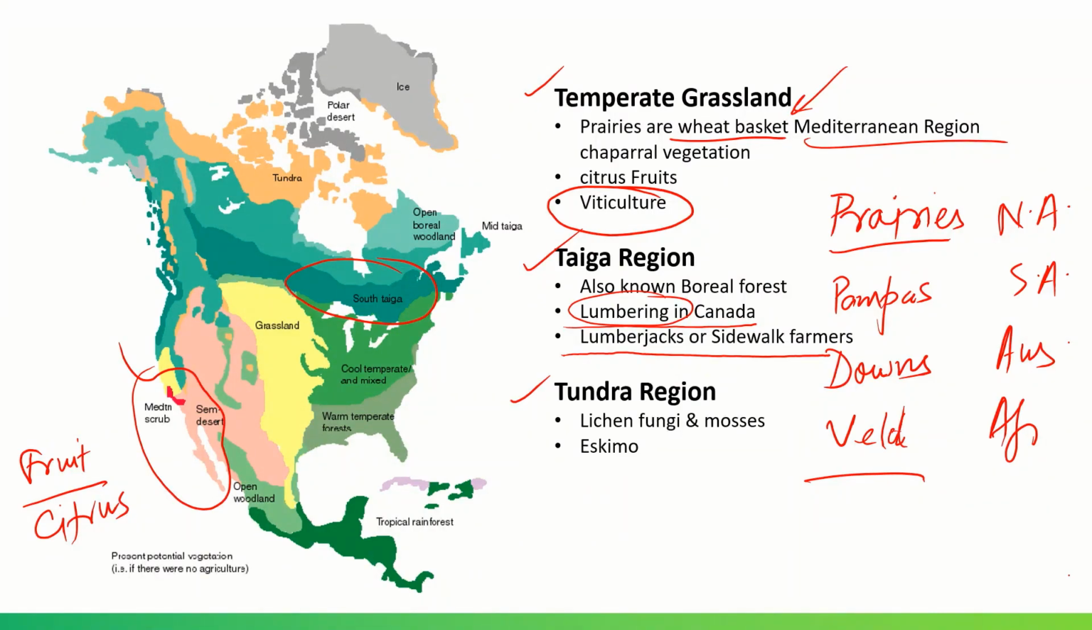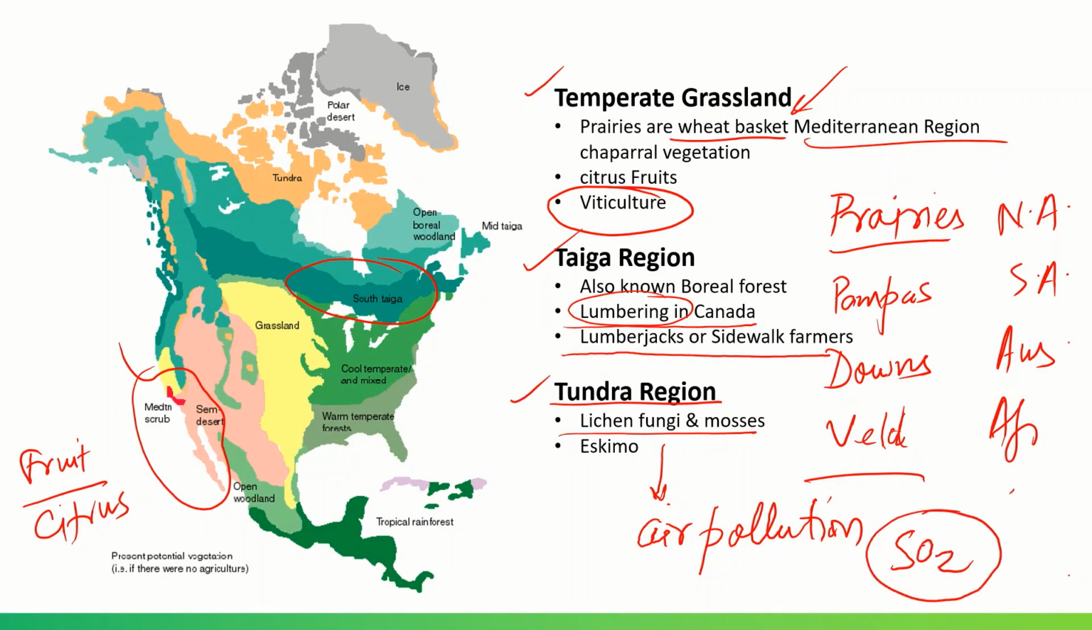Now, we will look at the tundra region, which is famous for lichens, fungi and mosses. The fact about lichens is that it is an indicator of air pollution. This has to be noted down that lichen is the indicator of air pollution, specifically when sulfur dioxide is present in the air. When there is sulfur dioxide in the air, lichens would indicate that. Also, we can find a tribe here in the tundra region which is known as the Eskimo, and they are very famous for the kind of house they live in, which is called an igloo.